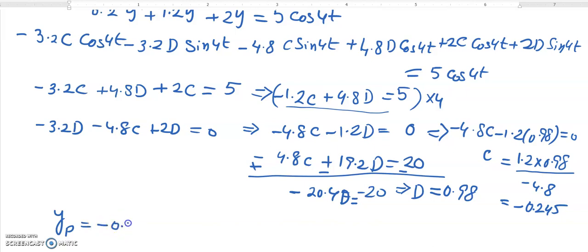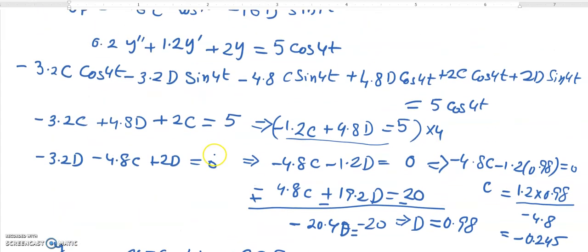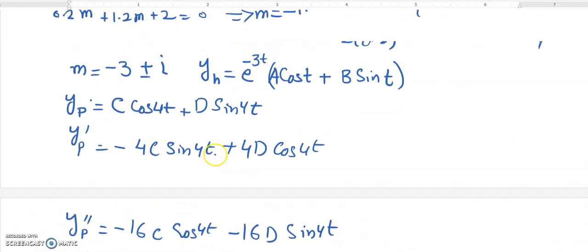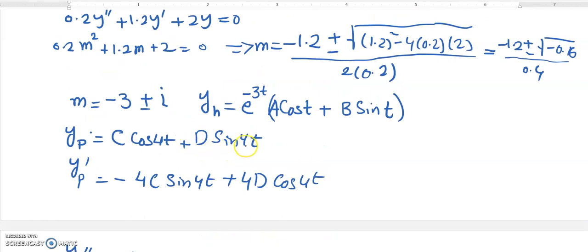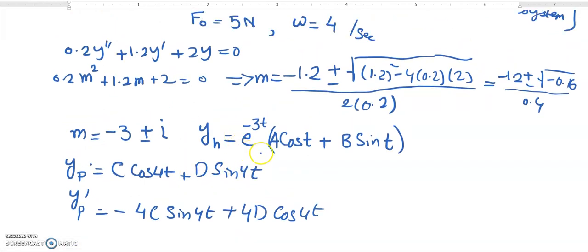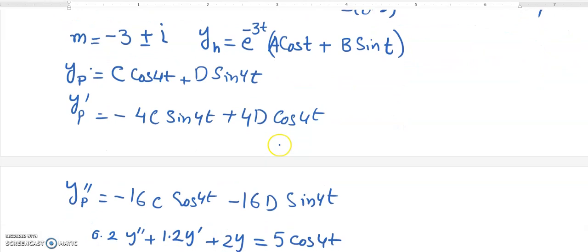Now we get the particular solution, which is equal to minus 0.245 cosine 4t plus 0.98 sine 4t. We also have the homogeneous solution. The homogeneous solution was here, this one: e to the power minus 3t times a cosine t plus b sine t.